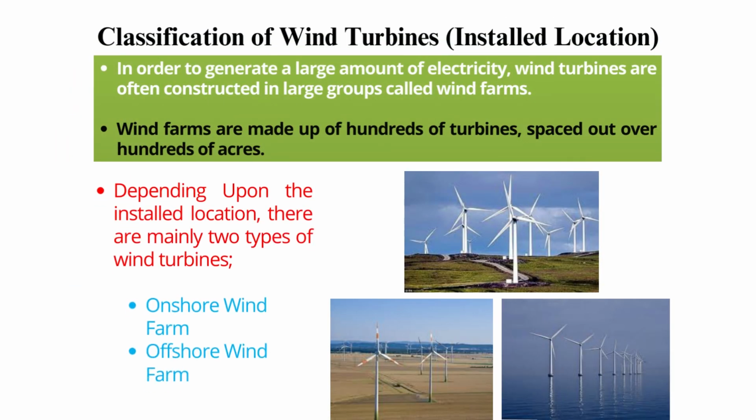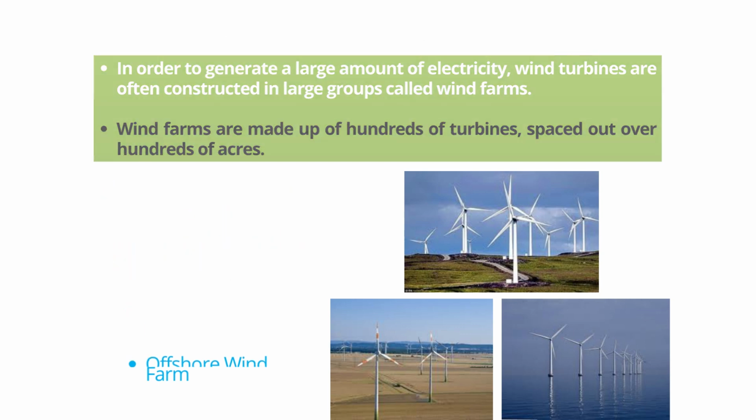Classification of wind turbines: installed location. Wind turbines are classified based on their installed location, with 2 primary types: onshore wind farms, which are constructed on land, and offshore wind farms, which are situated in bodies of water. These installations are typically organized in groups, with hundreds of turbines across vast areas, to generate significant electricity.